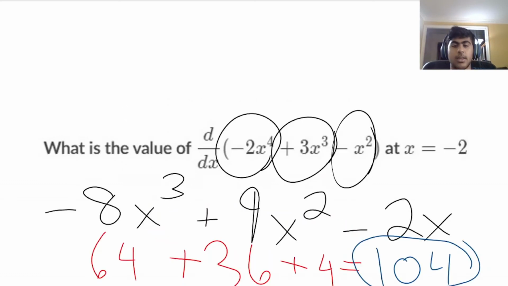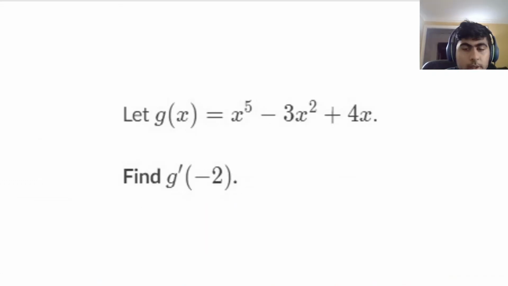Here is a similar problem, just another polynomial to take the derivative of. I'll give you some time. Alright, let's go and do this.